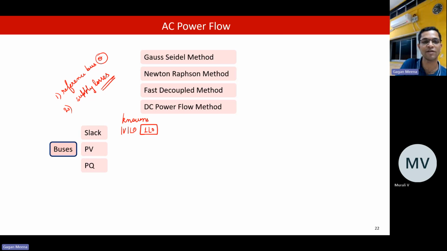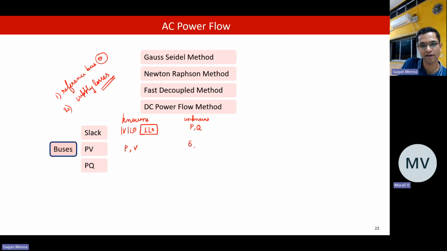So here we know voltage magnitude and angle. What are the unknowns here? Power injections, real power and reactive power injection, P and Q. And what about the PV bus? For the PV bus, P and V are known, and the unknowns are Q and delta.